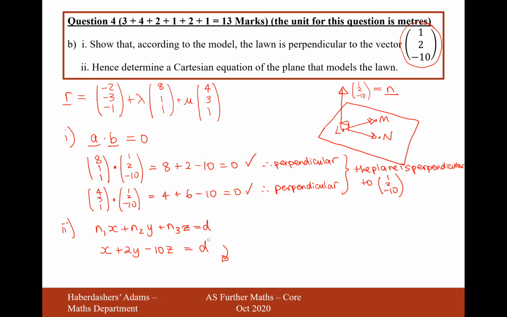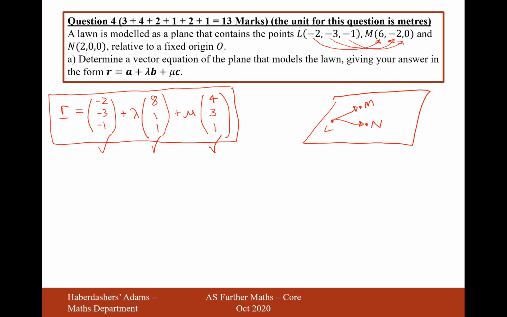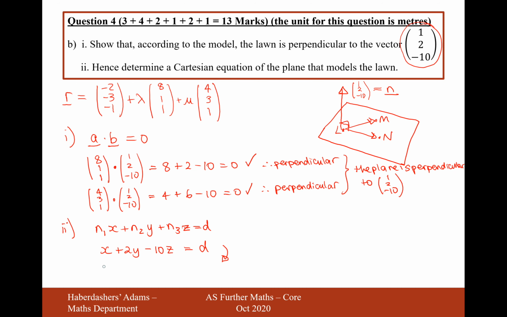So let's pick which coordinate we'd much rather plug in, L, M or N. I think N looks like the easiest coordinate, 2, 0, 0. So if I plug 2, 0, 0 in, 2 plus 0 plus 0 equals d, then it's clear that my value of d is 2. So therefore, the answer to the Cartesian equation of the plane is x plus 2y minus 10z equals 2. And there we are, that's the answer for the Cartesian equation of the plane.